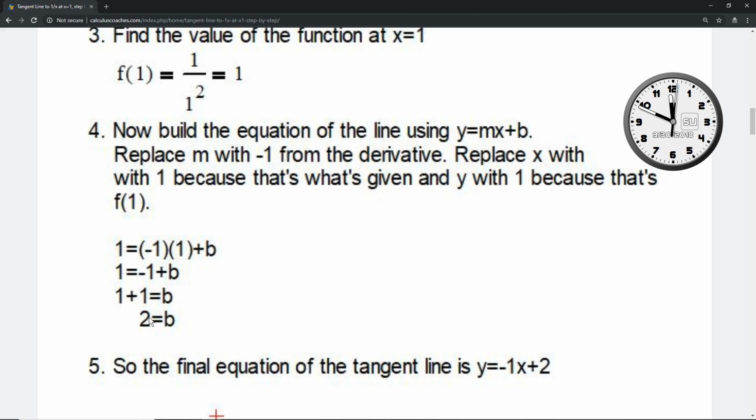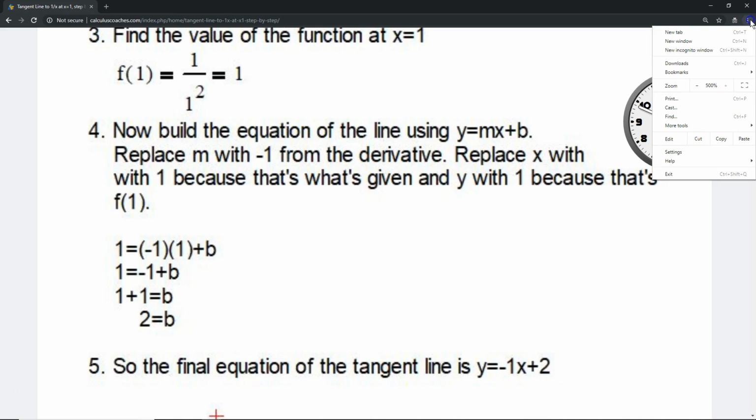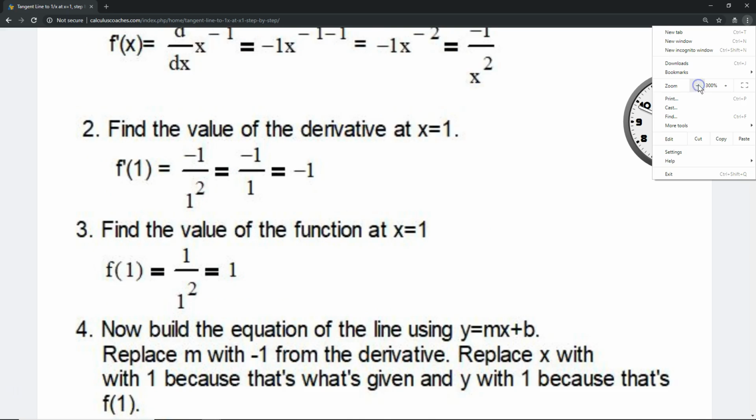Once you know the value of b, you can say the following. The final equation of the tangent line is y equals negative 1 x plus 2, as shown. And that's it. I'm going to zoom out here, make sure you can see the entire process from top to bottom. I think that helps.